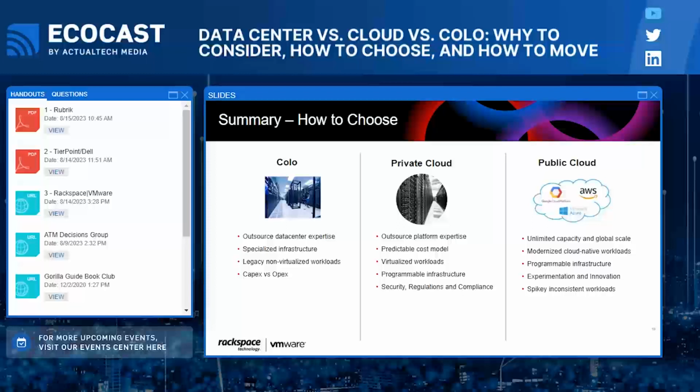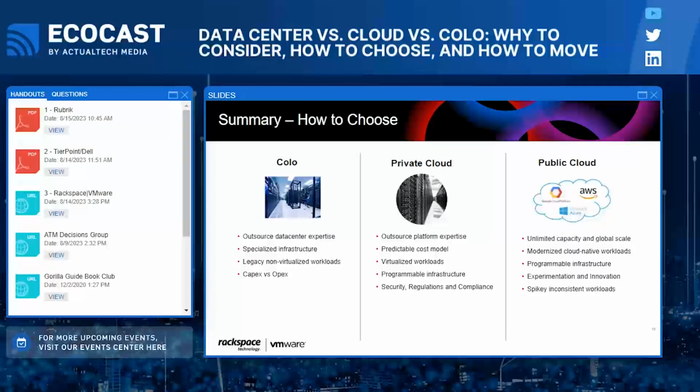Public cloud is very similar to private cloud. In addition to most of the benefits from private cloud, public cloud has things like unlimited capacity and global scale. You can modernize your cloud native workloads if you want to take advantage of the cloud native tools and technologies. Public cloud provides that. Experimentation and innovation, being able to move quickly and fail fast, is something public cloud provides. And then if you have spiky, inconsistent workloads or one-off computational workloads, public cloud fits.